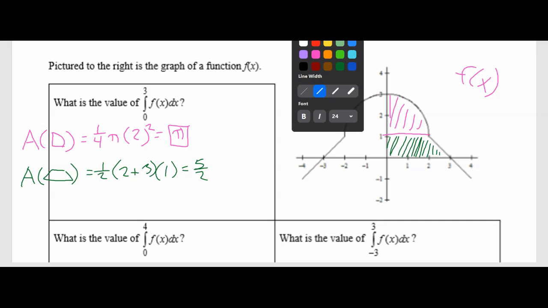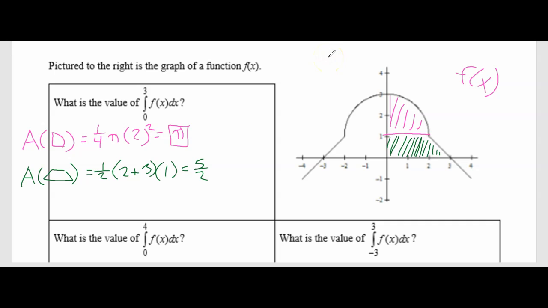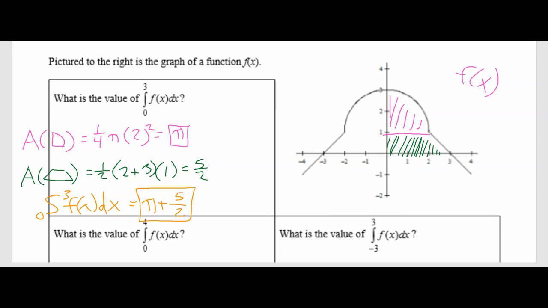So area of this right here, of this integral, 0 to 3, of f of x dx, we could use no calculator here, so we'll just keep it as pi plus 5/2, or pi plus 2.5.